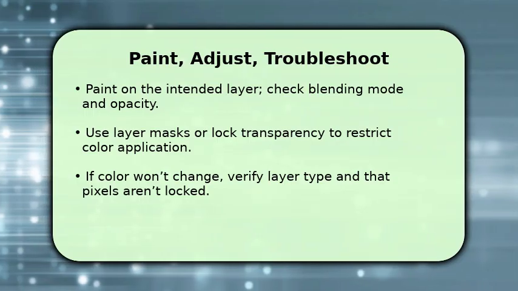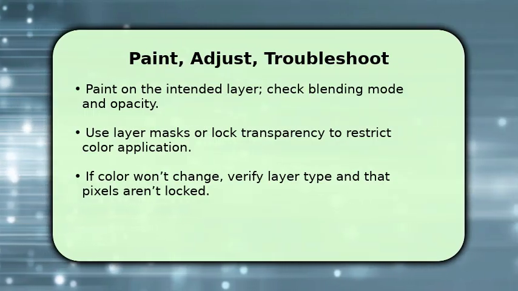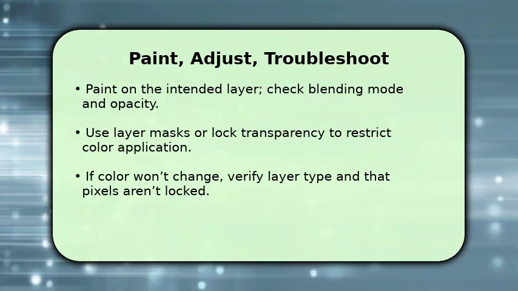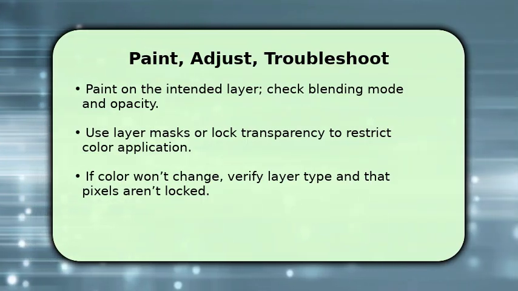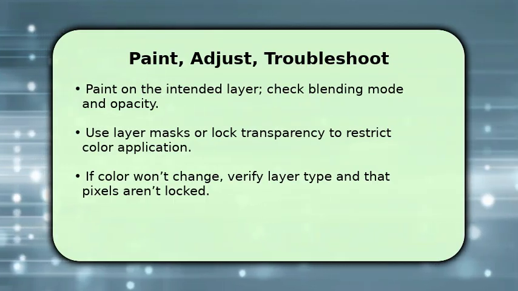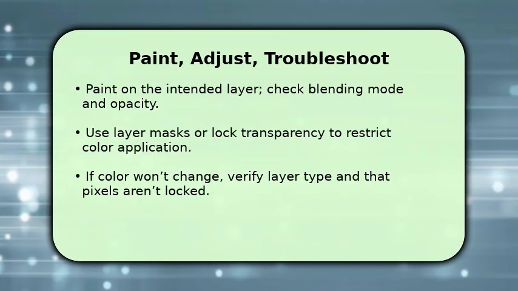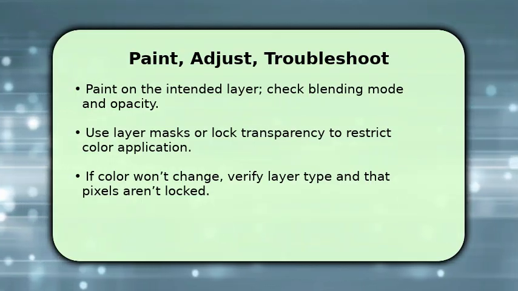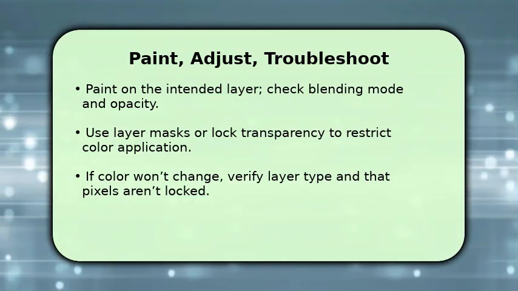Once done, use layer masks or lock transparency to control where the color applies without altering other pixels. If you find the brush color isn't changing, make sure you're on a normal pixel layer, not an adjustment or shape layer, and that the layer isn't locked. Also check that mode is set to normal, and opacity.